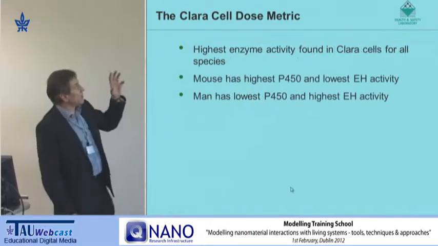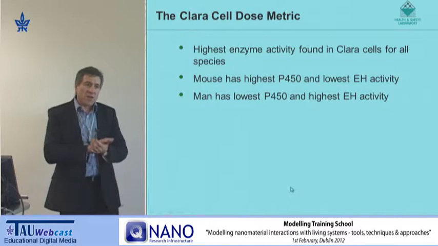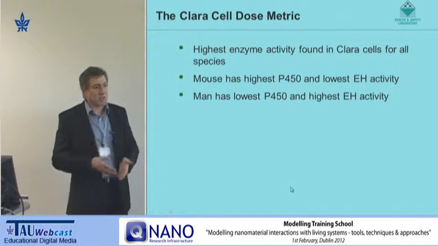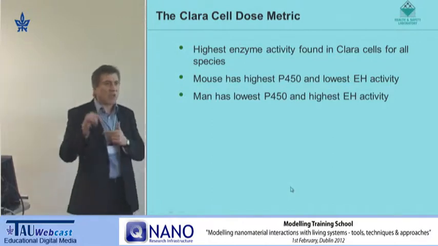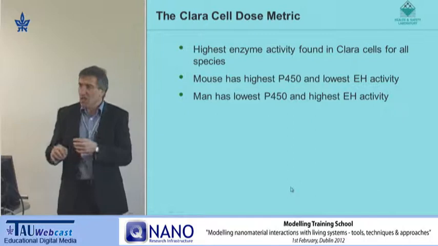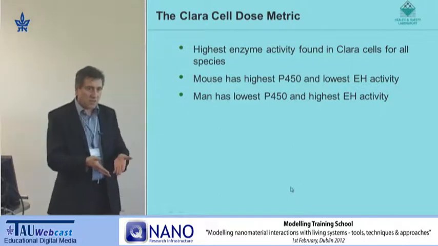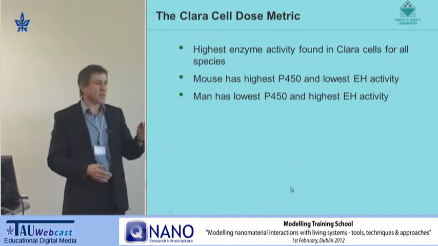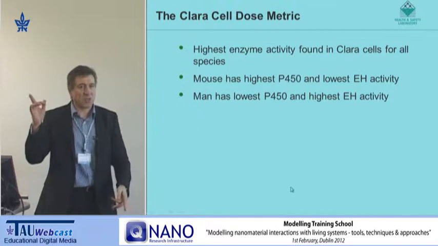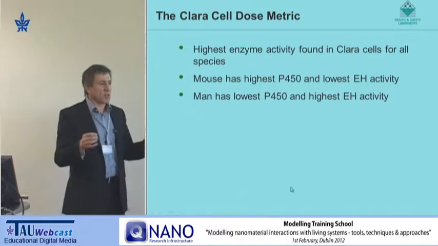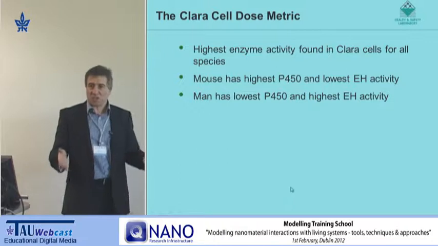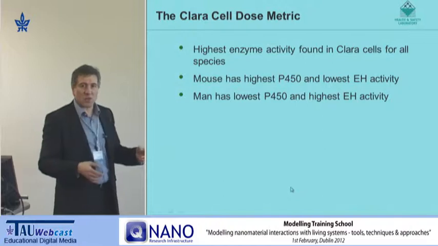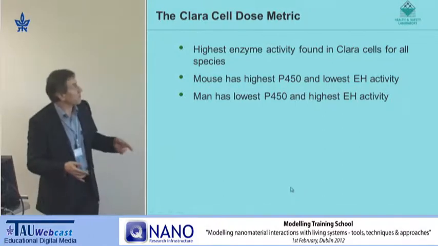What else do we know? We know that the mouse has the highest activity of the cytochrome P450 enzyme, which activates styrene to the toxic entity, and the lowest activity of microsomal epoxide hydrolase, which detoxifies styrene oxide. And it's the opposite in humans. Humans have the lowest P450 activity in the lung and the highest microsomal epoxide hydrolase. So you would say that the humans are best able to deal with styrene exposure. And that perhaps explains why we don't see any epidemiological evidence for lung tumors in human beings.